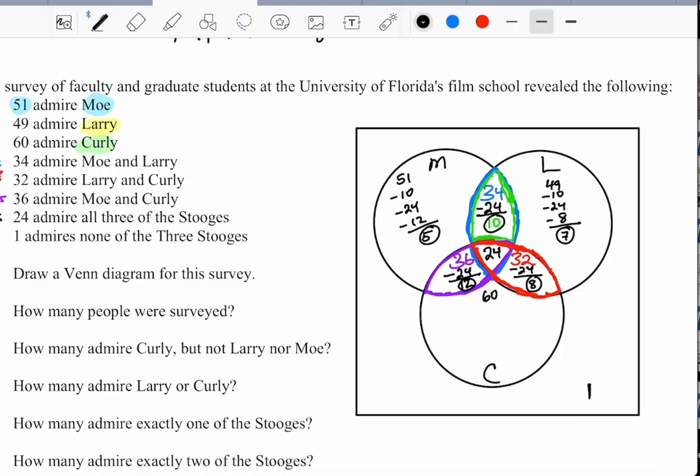All right, so we have 60 individuals in the Curly category. So knock off anyone else that's in the sphere of influence for Curly, but not exclusively Curly. So I'll take off the 24, the 12, and the 8. That's a subtraction of 44 from 60. So that's going to be 16.